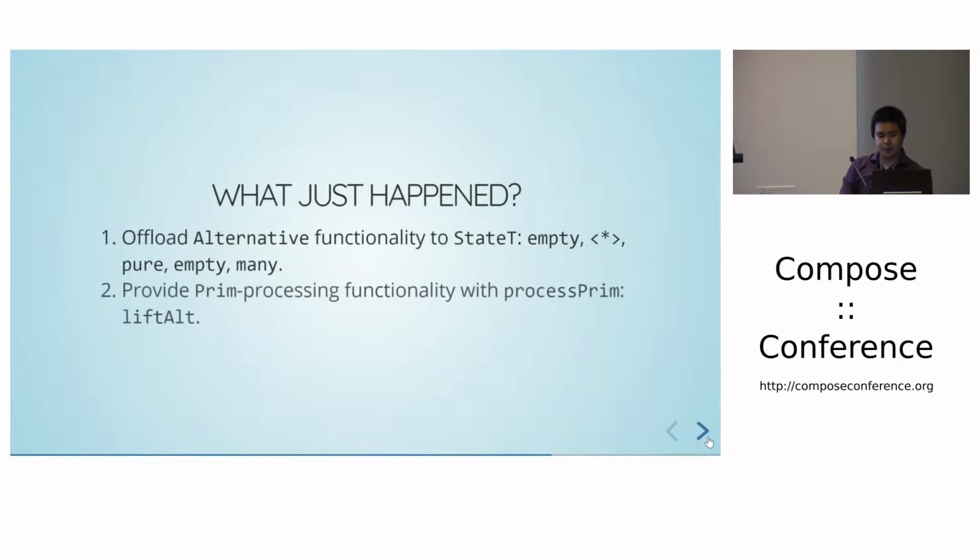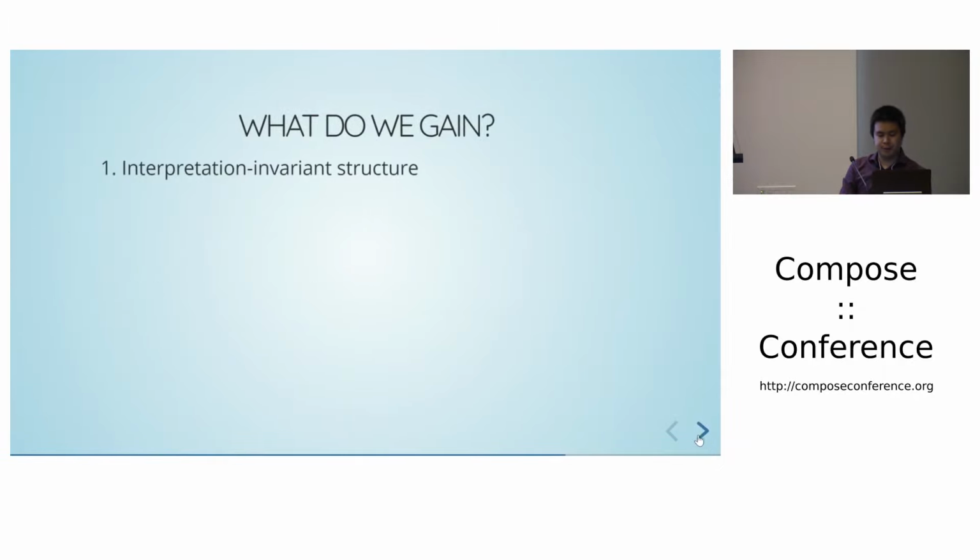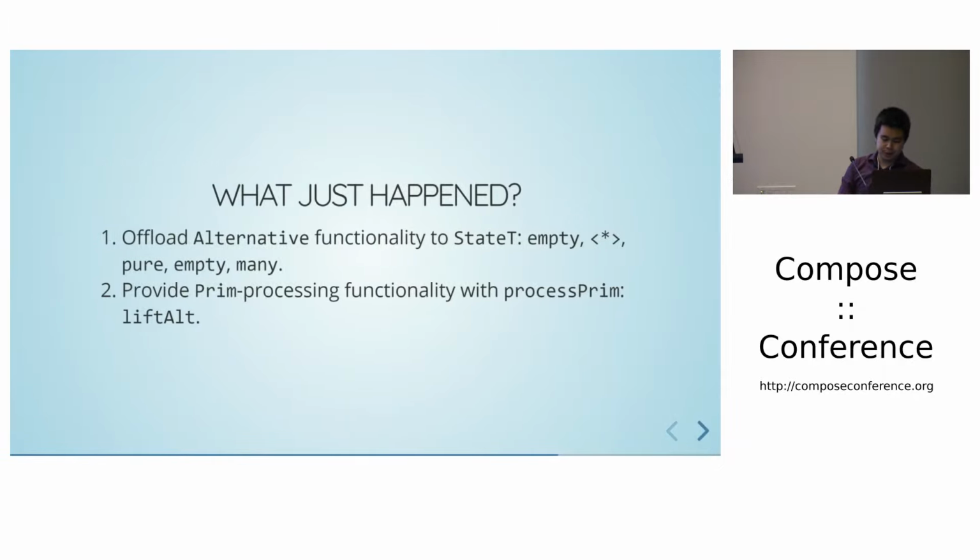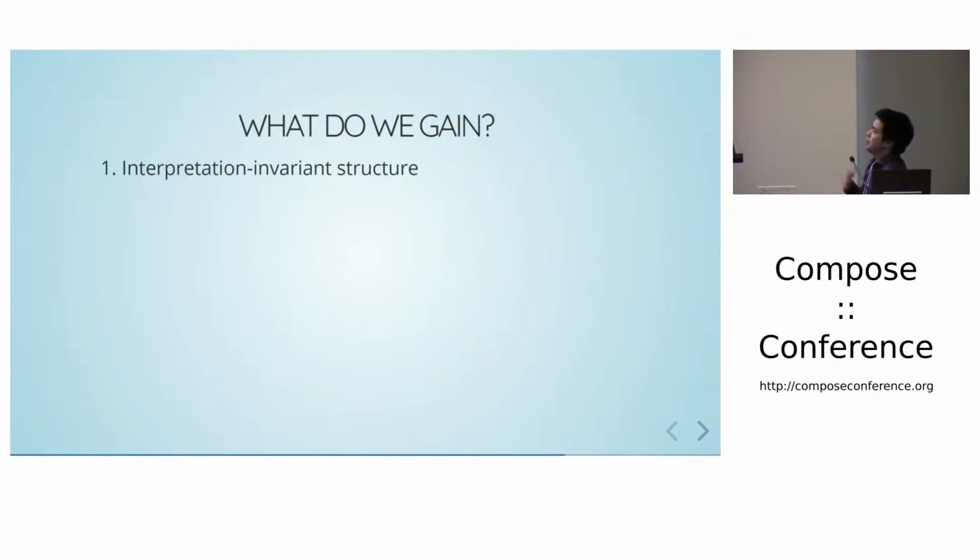So what do we gain by this? Well, we gain a structure that doesn't depend on how we interpret it. We can use StateT right now to interpret the structure. But also, we get meaningful types. You might notice that a lot of people learn in Haskell, as the first thing, how to build a parser combinator using StateT. So StateT is often used to make parsers.